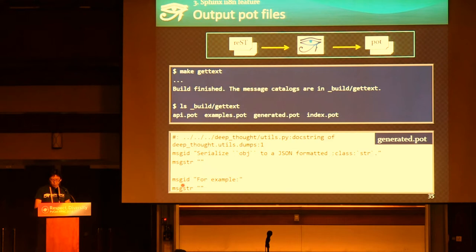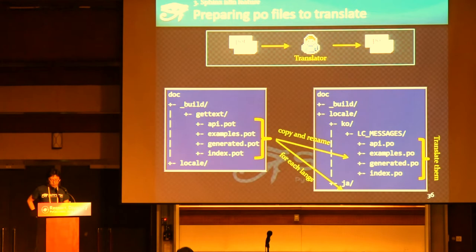As you see, the POT translation catalog makes it easy to translate from one language to another. The msgid line has an original sentence, and msgstr should have a translated one. Translated PO files should have the structure shown on the right side here. The locale directory has ko if you choose the Korean language, and it has an LC_MESSAGES directory, and it has the translated PO files. These four files are already translated. PO files are copies of POT files with a changed file extension. If you want to translate into other languages like ja, you can create other directories under the locale directory with the same structure.